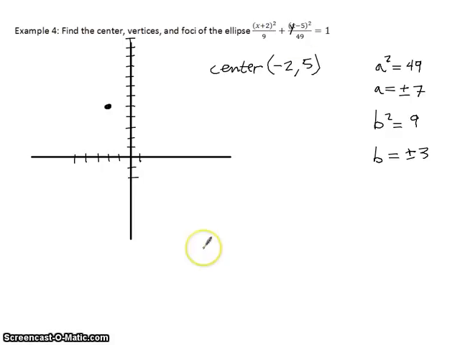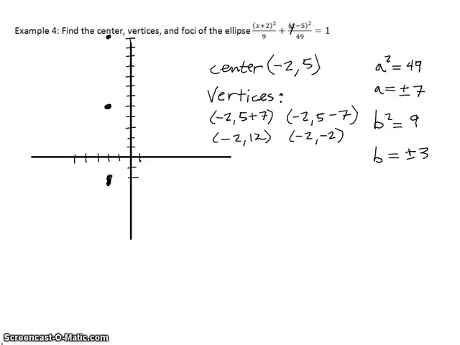Because the 49 is underneath the y squared, that means that the major axis runs parallel to the y-axis. And to find the major axis endpoints, I'm going to have to go up 7. I'm going to have to go down 7. That's pretty easy to figure out what those points are just by looking at them. However, formulaically, we would simply add and subtract 7 onto the 5 to find those endpoints, the vertices. So there we have our vertices, and we can figure out our focus points using the fact that a squared is equal to b squared plus c squared.